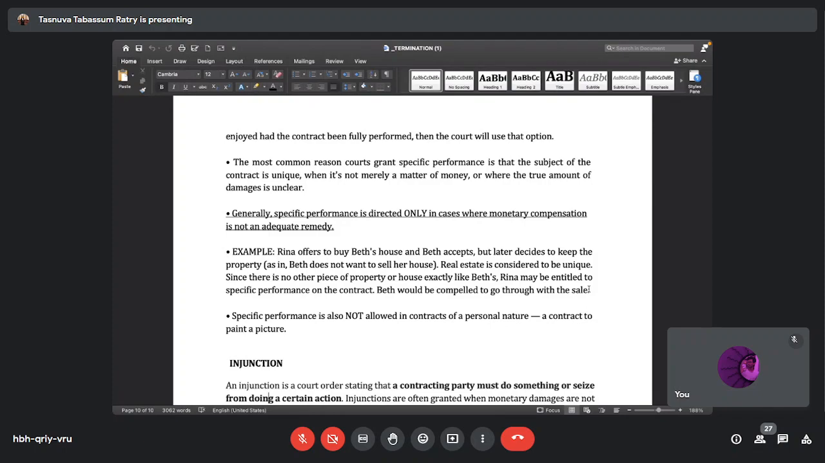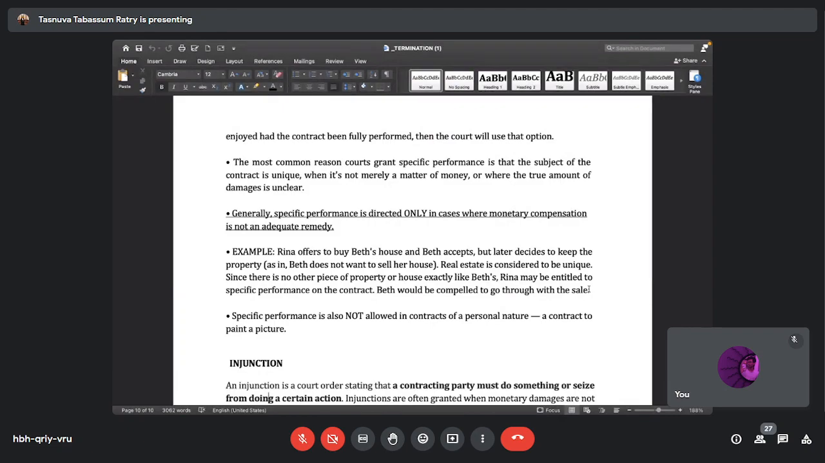So, whenever there's a breach and the breach is not entirely a matter of money, where the true amount of damages is unclear, or where the court finds that the monetary compensation is not an adequate remedy, in that case, an order of specific performance is usually directed by the court to the aggrieved party.